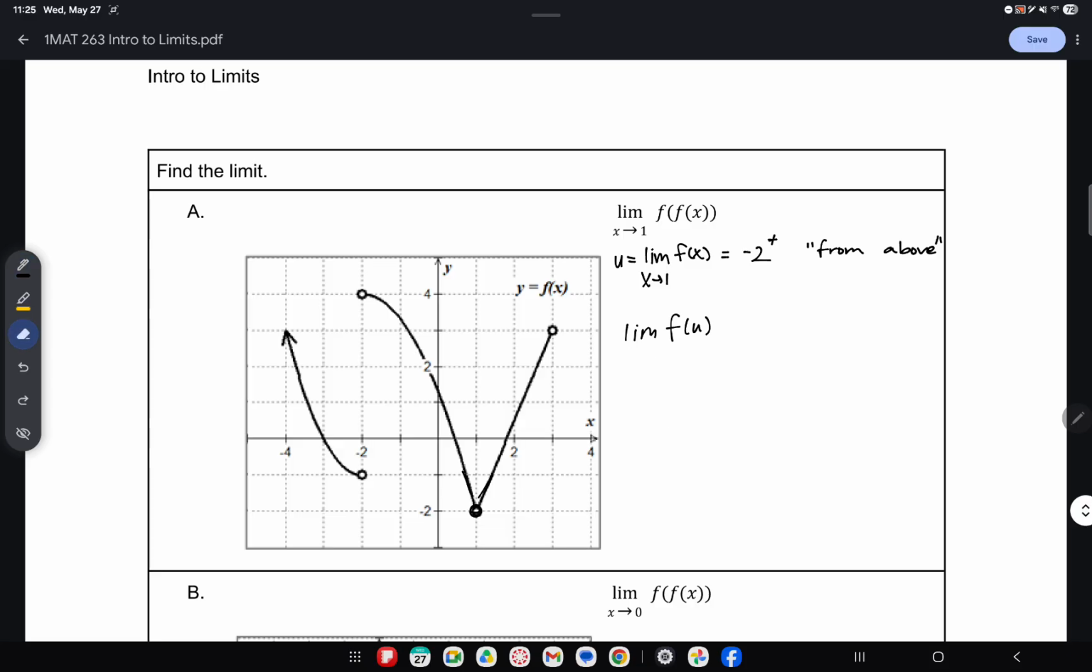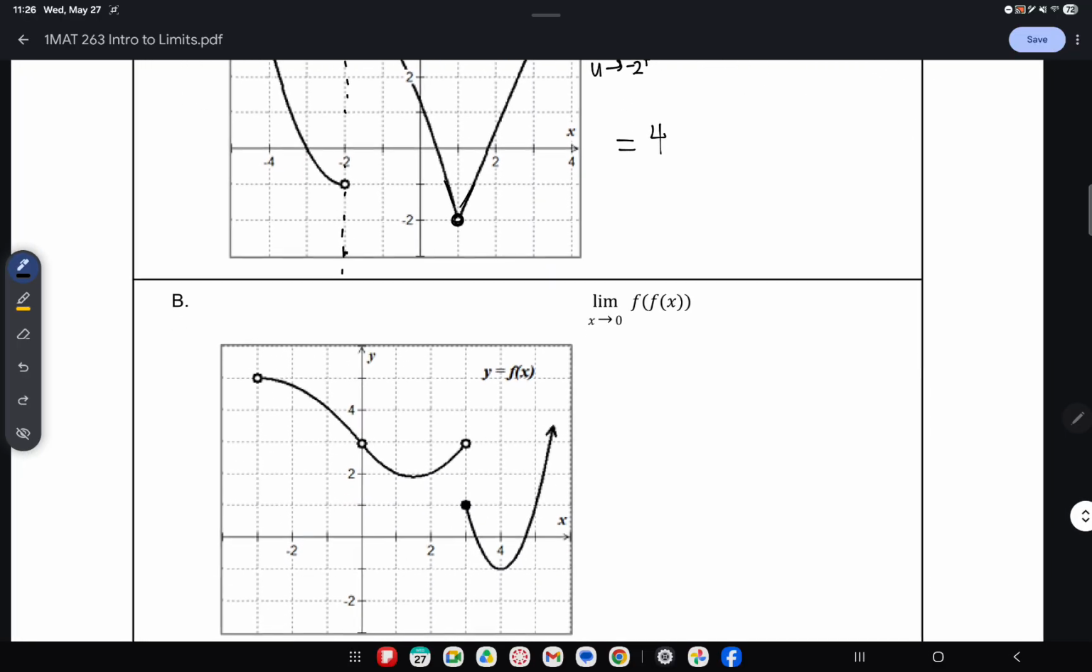And I don't know why I put in x goes to 1 because I'm in terms of u. So we want to use this. So as u goes to -2, and then from above. So if I look here at -2, normally we would say, okay, it doesn't exist, but we have this condition here of from above. So we want the from above part. So this is 4. So because of all of that, we say the whole thing is now 4.